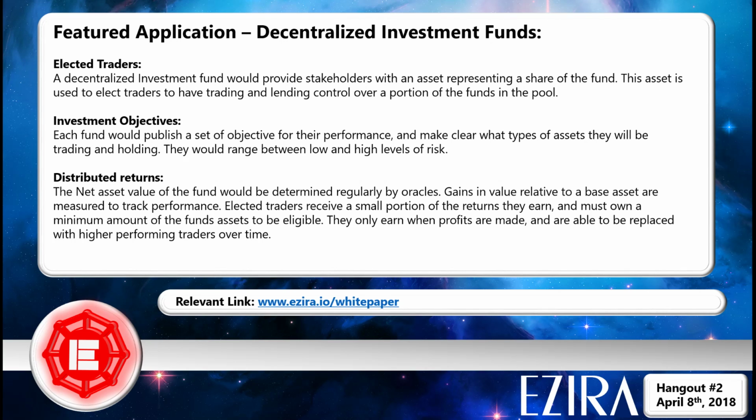Net asset value gains, a portion of those will be distributed to the traders that enable the fund to return positively each week. Those traders have to own a minimum amount of the fund asset themselves in order to be eligible, so that they have a direct incentive to return gains for their investors, and they also suffer financial losses if they perform badly or take too much risk. So they only earn when profits are made, and the users with the asset are able to vote to replace the traders with higher performing traders over time.